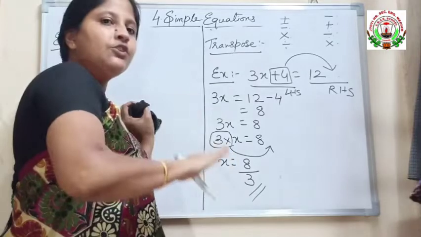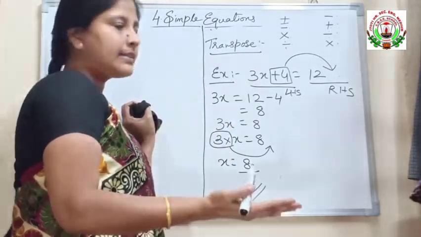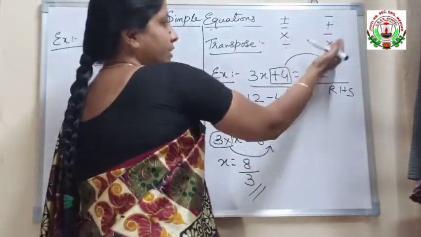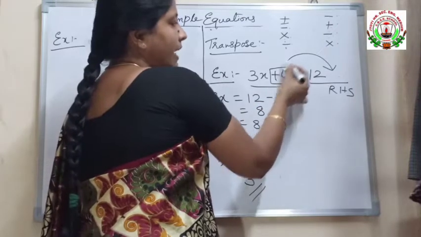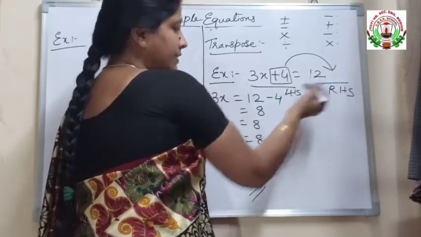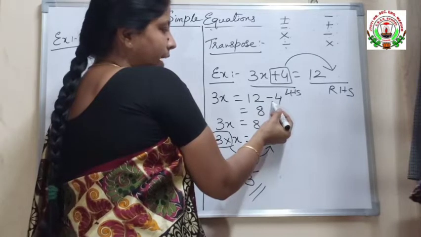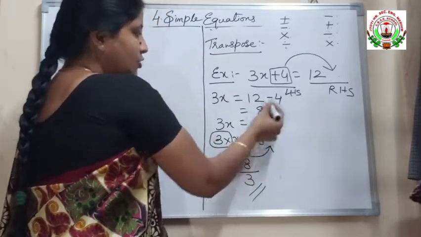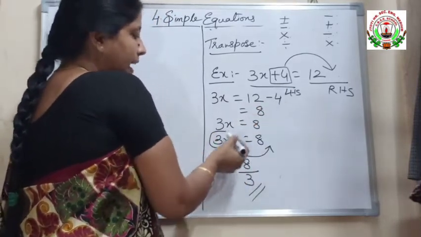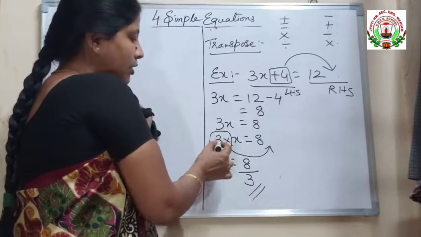When we are changing from the left hand side to the right hand side, the sign changes. So this plus 4, when I am transferring it to the right hand side, became minus 4, and I have just solved it. 12 minus 4 is 8, and here 3x means 3 into x.